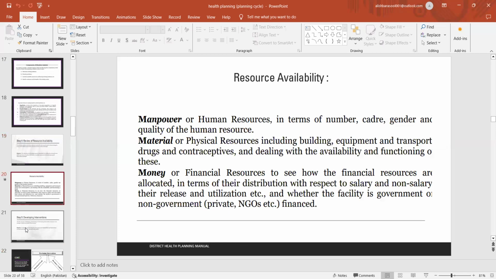Resource availability. Manpower or human resources in terms of number, cadre, gender, and quality of human resource. Material or physical resources, including building, equipment, and transport, drugs, contraceptives, and dealing with the availability and functioning of these. Money or financial resources to see how the financial resources are allocated in terms of their distribution with respect to salary and non-salary, their release and utilization, and whether the facility is government or non-government.